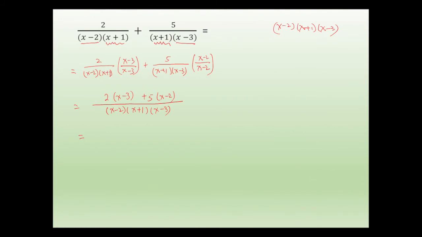Therefore, expanding the brackets, for the numerator we have 2x minus 6 plus 5x minus 10. The denominator still stays the same. I'm actually not going to expand it. Therefore, you now have 7x minus 16 over (x minus 2)(x plus 1)(x minus 3).